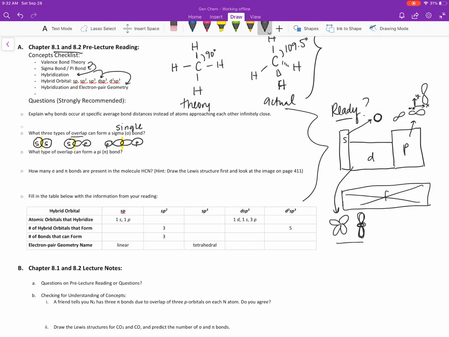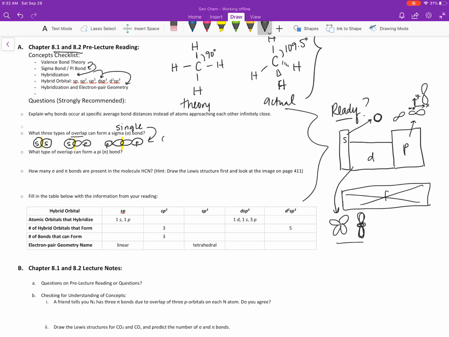Now d orbitals have the potential to do similar bonding, but we're not going to get into that specifically. We're going to leave that for future discussion, maybe in another class. So these are our three options for forming a sigma bond.